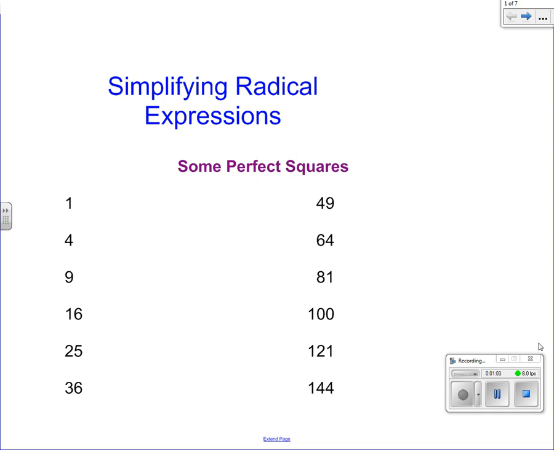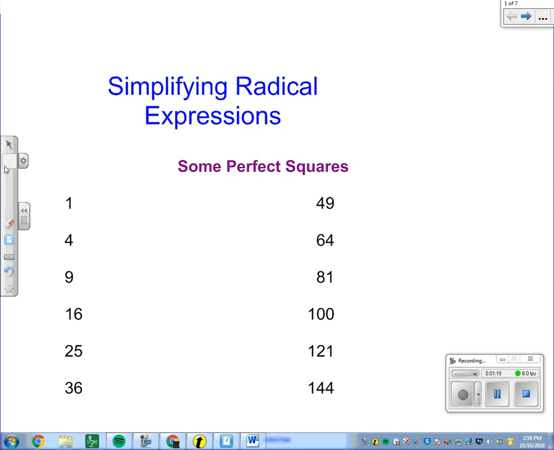Now, I want to say something about this list of perfect squares. The first is you do not have to memorize it. You can always reproduce the list of these perfect squares on demand, and here's how you go about doing it. Memorization is good for some things, but memorization usually isn't good for math. There's a process that you can use.